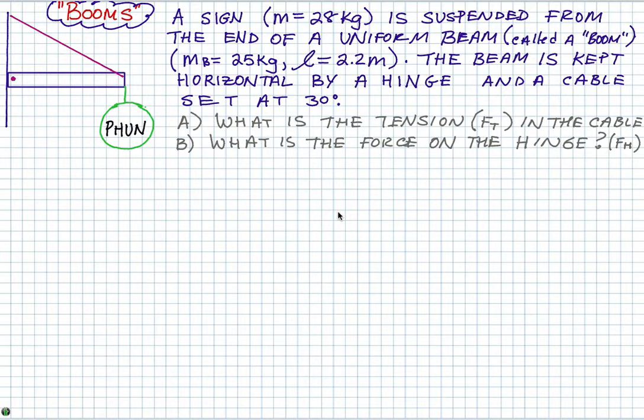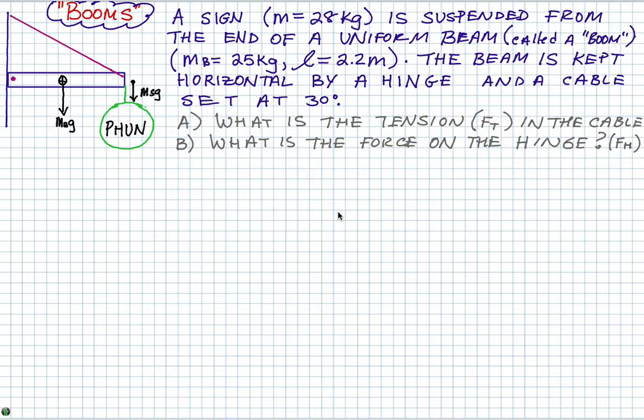So let's begin by marking the center of gravity of the boom. It's a uniform beam, so it would be dead center, located 1.1 meters from the edge. So we'll call that mBg, the weight of the beam. And we also have the force of the sign, or the weight of the sign. And I'm just going to draw that over here. So let's call that mSg.